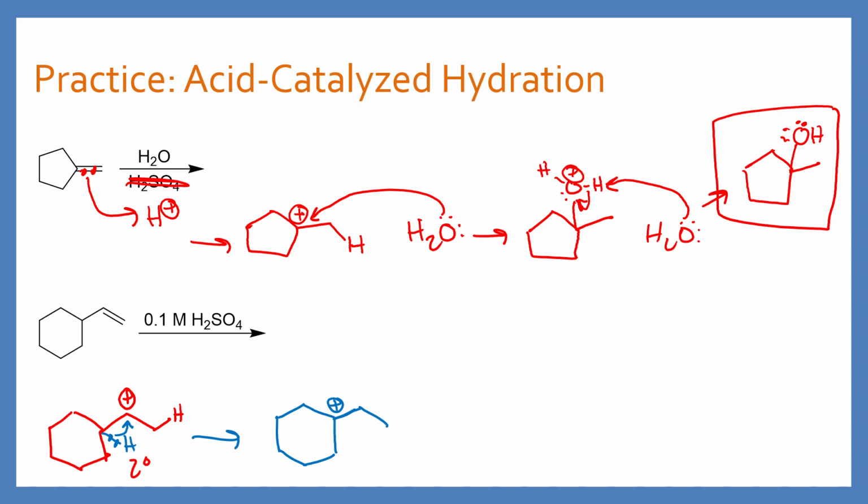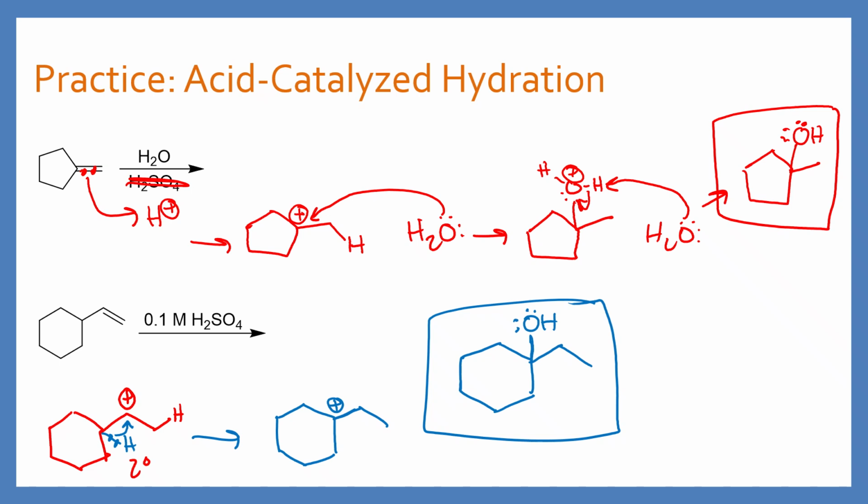So now that I have this, I'm able to draw my product straight from here because I know that this chemistry forms an alcohol. So I'm going to draw out all my carbons and plop my alcohol right here because I know that's where it goes. So this is my product for this question.